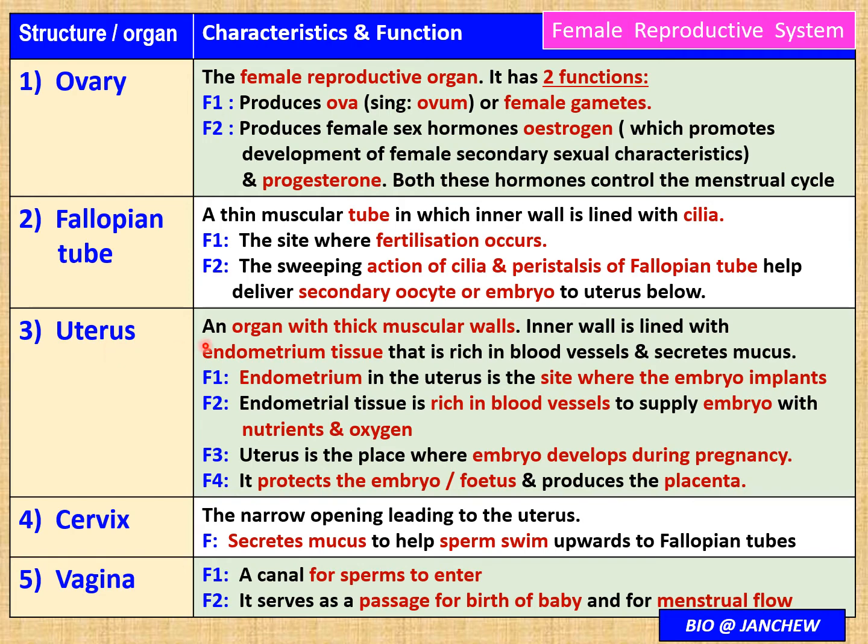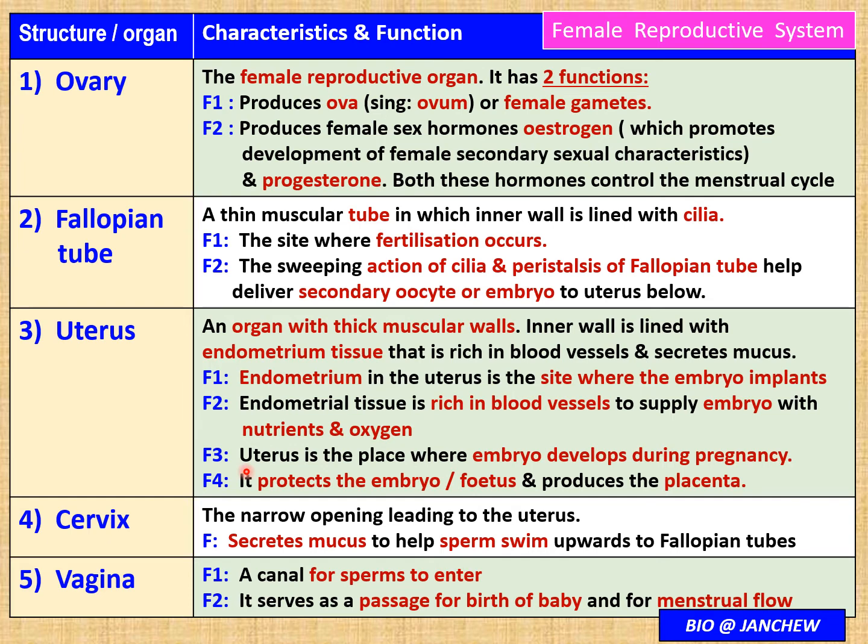Now, the uterus is an organ with thick muscular walls. The inner wall is lined with endometrium tissue that is rich in blood vessels and helps to secrete mucus. So there is another layer inside the uterus called the endometrium. It is the site where the embryo implants, and this endometrial tissue is rich in blood vessels to supply the embryo with nutrients and oxygen for its growth.